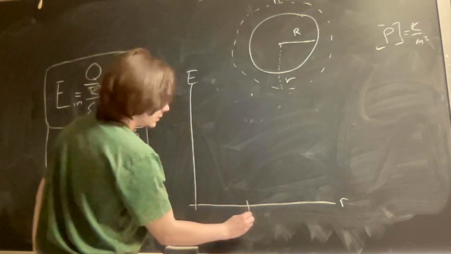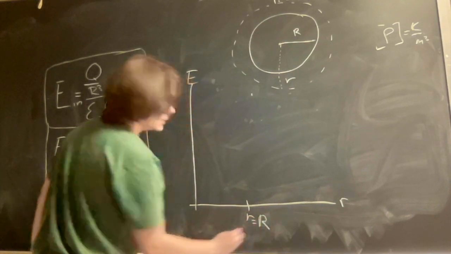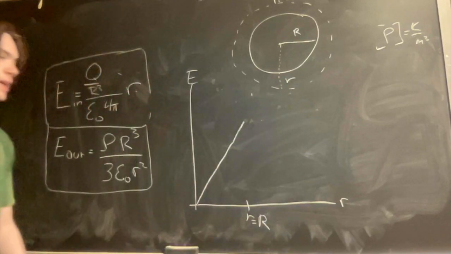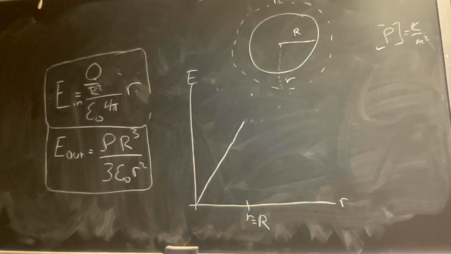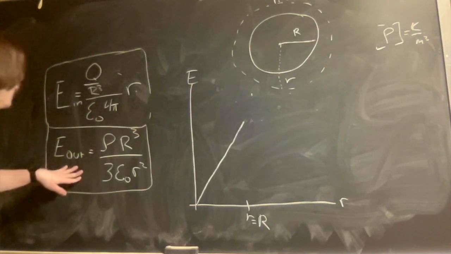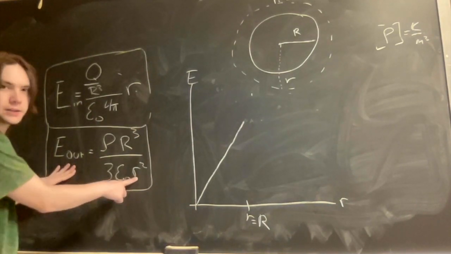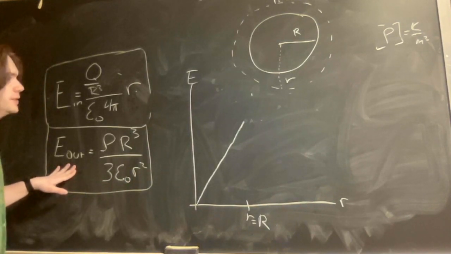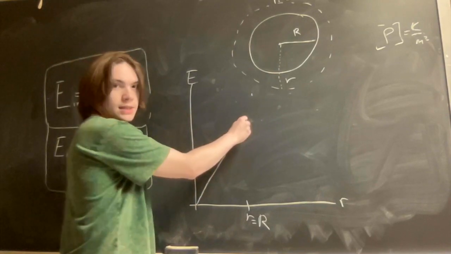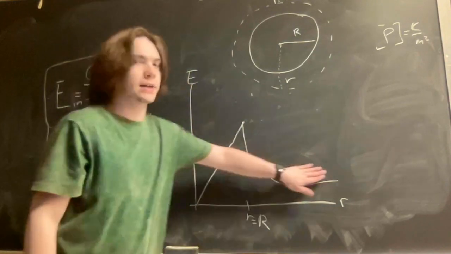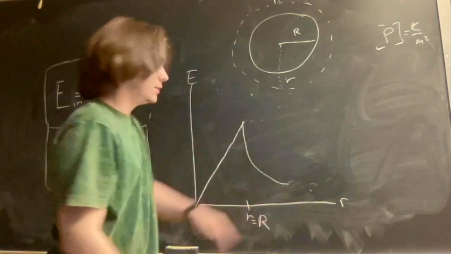So up until little r equals big R, we have a linear proportionality between the E field and the radius. But what happens after that? Well, let's take a look right here. Outside of the sphere, little r is in the bottom of the fraction, which means it's an inverse, but it's the inverse square relationship. So right after, you're going to go down. You're not going to go back up like I kind of drew it. You're just going to keep going down.